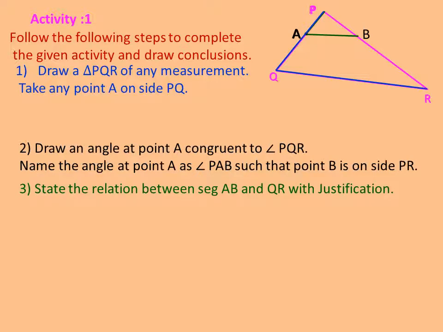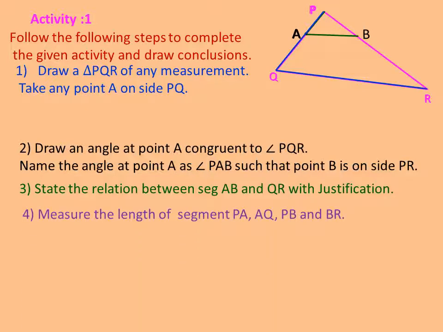You need to tell us a relation between segment AB and side QR with the justification. You have to give the reason why these two are so and so. You may have one reason, you may have two answers and two different reasons. All are accepted.